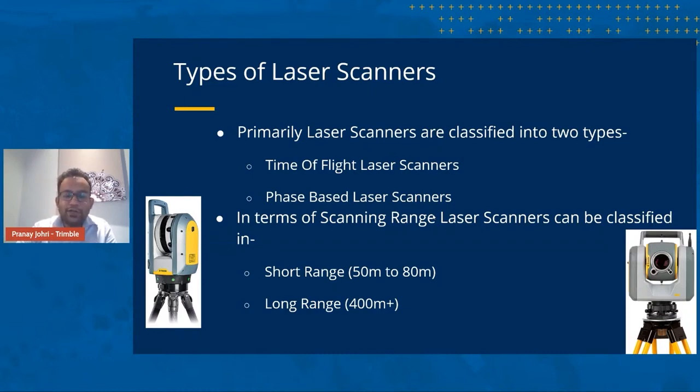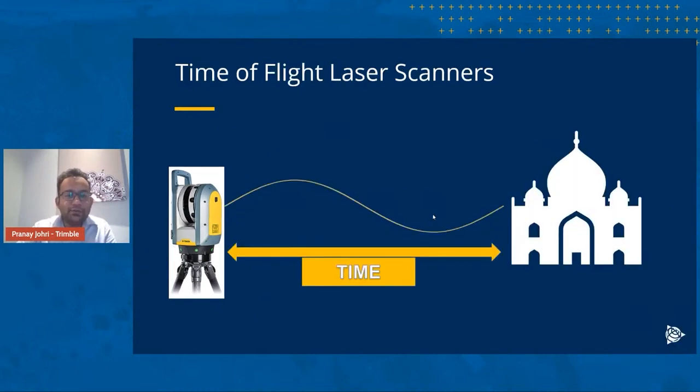And when we talk of type, there are two types. One is the time of flight laser scanner, and another is phase based. Time of flight is a fairly simple principle. Inside of the laser scanner, there is a laser emitting source. The laser is emitted, it strikes an object, and it comes back. The laser scanner records the time taken by one particular beam to strike an object and come back, and it is doing it for all the millions of beams which are being sent out of the laser scanner.